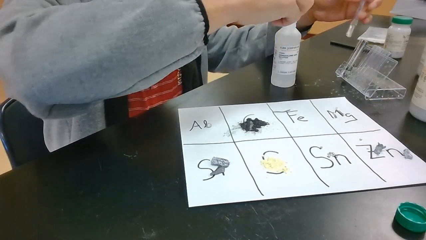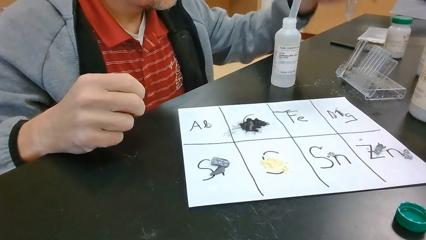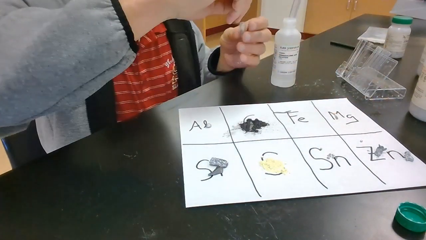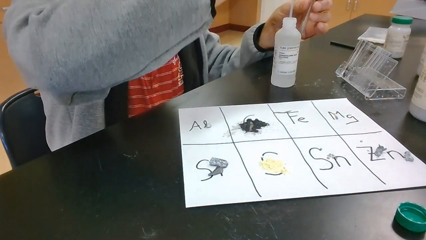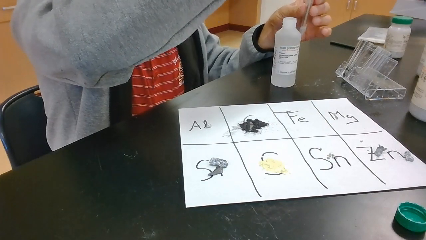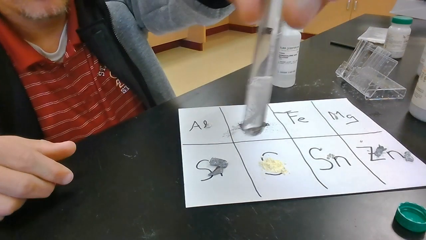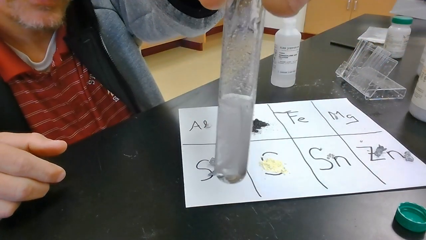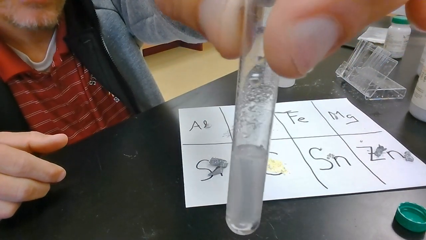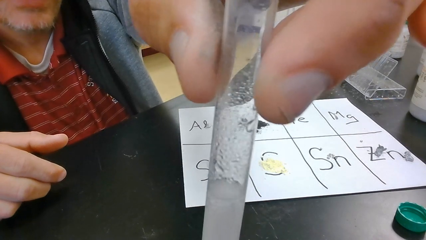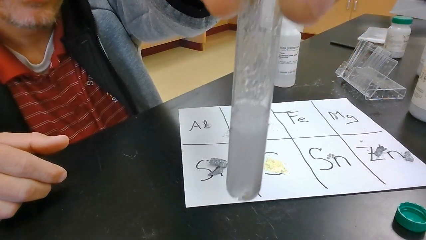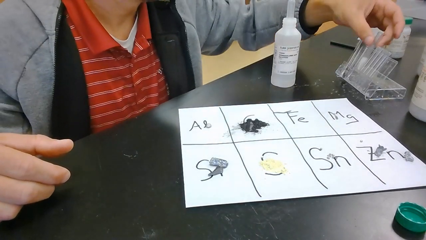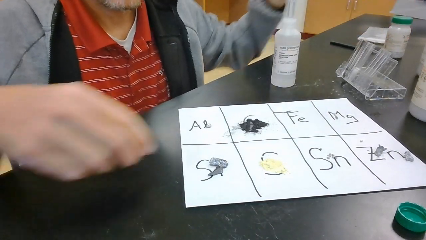See if anything happens with the iron. Some magnesium. You can see right away it's fizzing and bubbling. Yeah, magnesium definitely reacts with hydrochloric acid. Let's put that down and check out some other stuff.